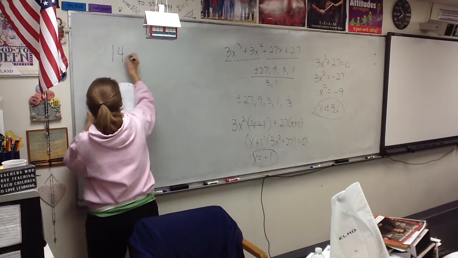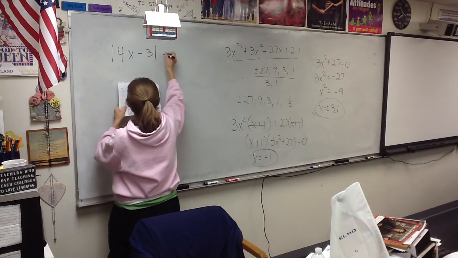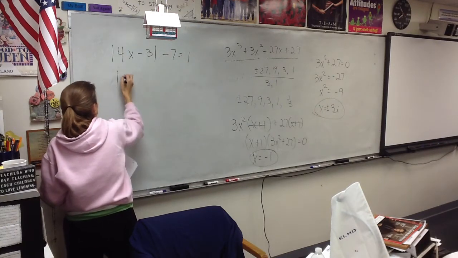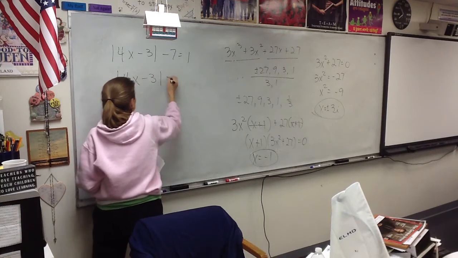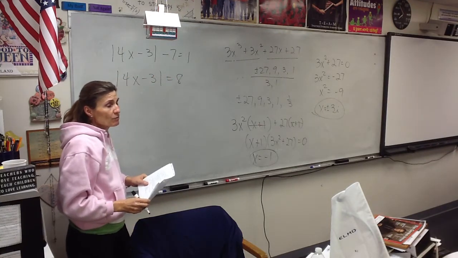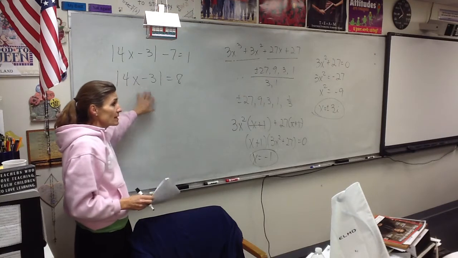Okay, we're going to solve this guy. What is your first step going to be? Add 7. That must be your first step. That has to be your first step, gang. You've got to get the absolute value by itself.